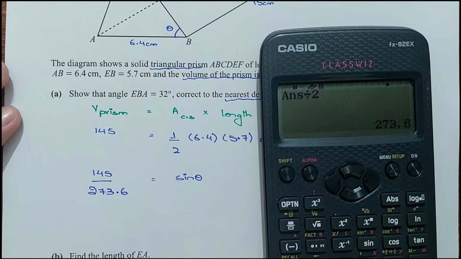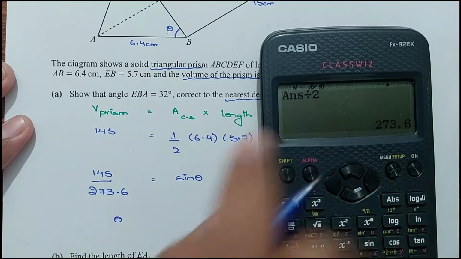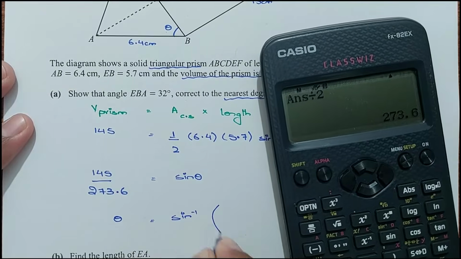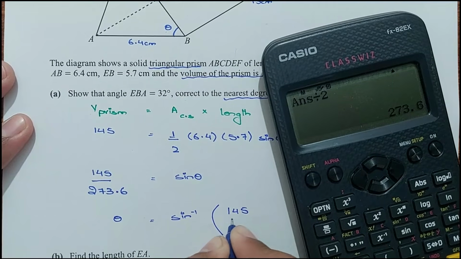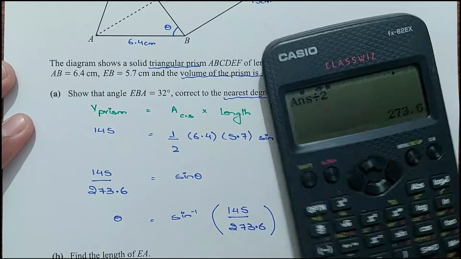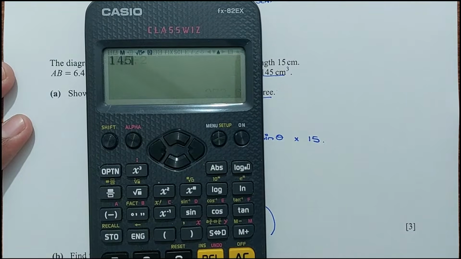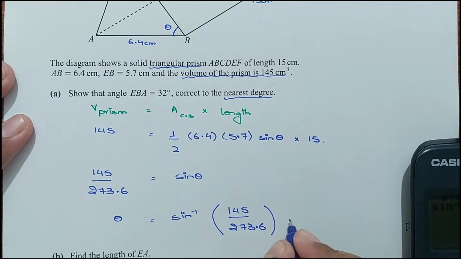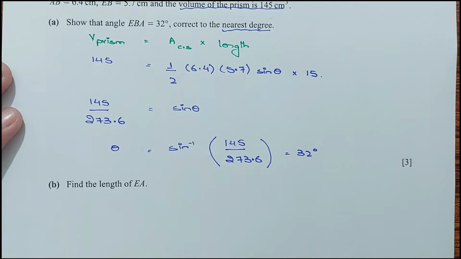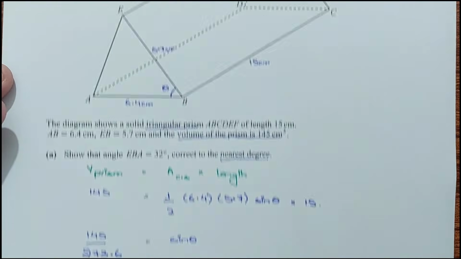Right, now let me solve for theta. It should be in degrees, my calculator is in degrees, so this should be sine inverse of 145 over 273.6. Okay, 145 divided by 273.6, and sine inverse of the answer is 32 degrees, correct to the nearest degree. Yes, this is verified. Right, now for part B, find the length of EA.